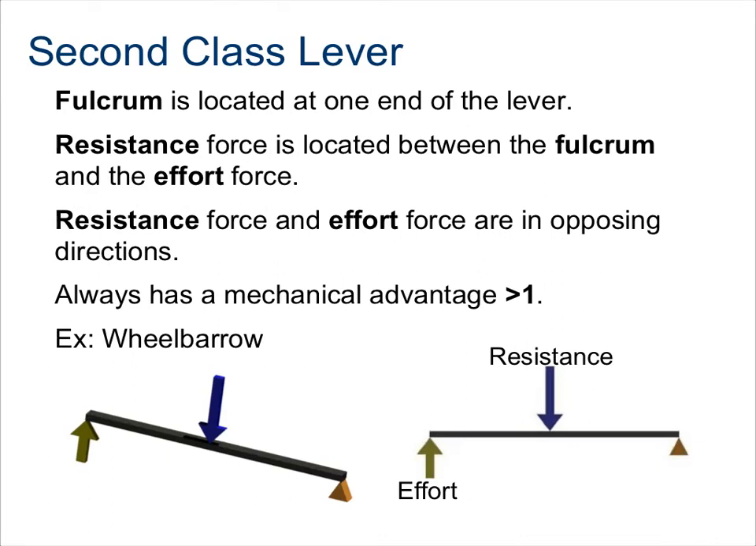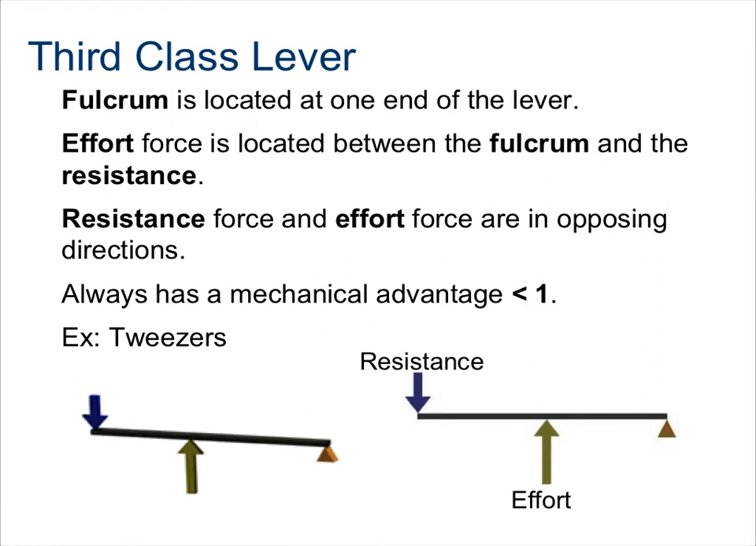The second class lever places the resistance force or load between the fulcrum and the effort force. In this type of lever, the resistance force and effort force are in opposing directions, and the direction of force does not change. The second class lever always has a mechanical advantage greater than 1. Examples include a wheelbarrow, nutcracker, or even a bottle opener. So again, looking at this picture here, you can tell that the distance of my effort is much greater than the distance of my resistance. Since there's a greater distance, we're going to have a mechanical advantage of greater than 1.